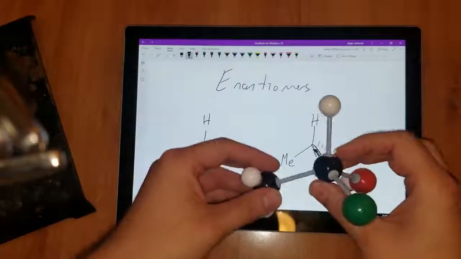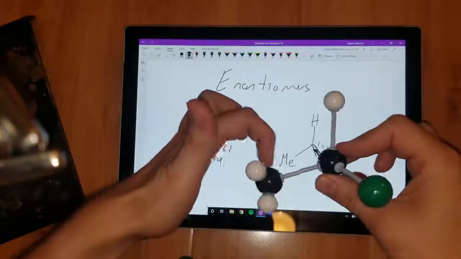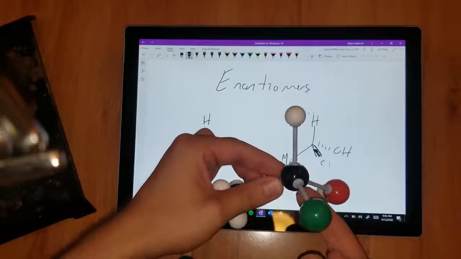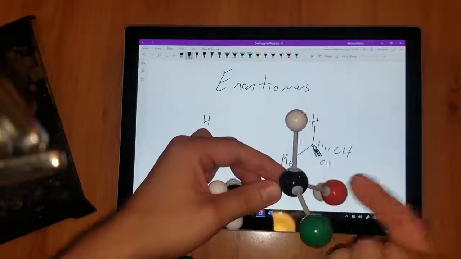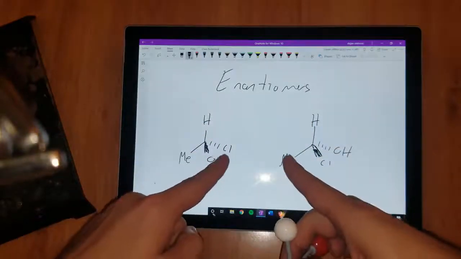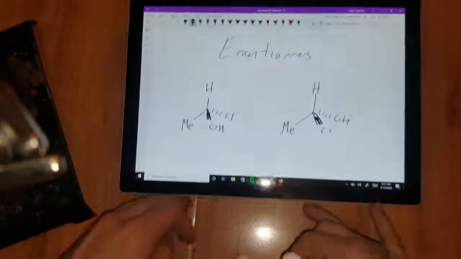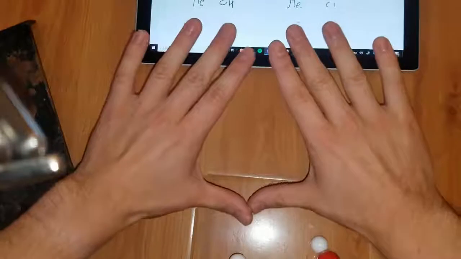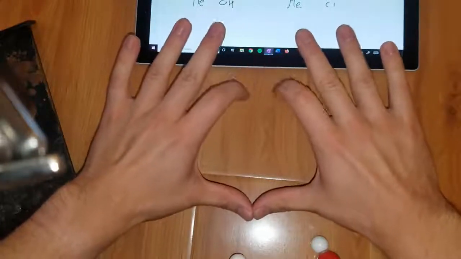And then with this other model, we have the hydrogen, the methyl, now the alcohol going into the back of the board, and the chlorine coming into the front of the board. And so in this drawing, they don't really look like mirror images, but they are of one another, right? So here's my hands as mirror images. You can tell my thumbs are both down and close to each other, and then my index fingers are up and close to each other.